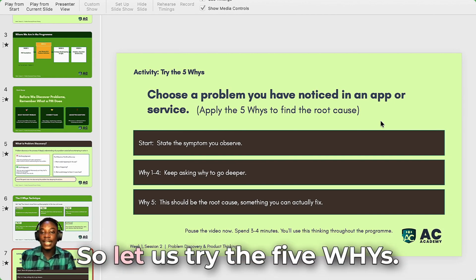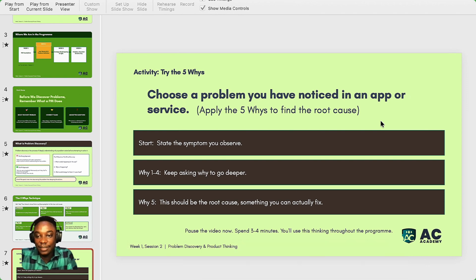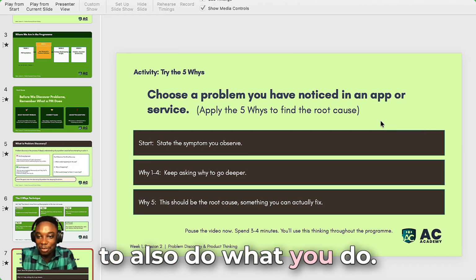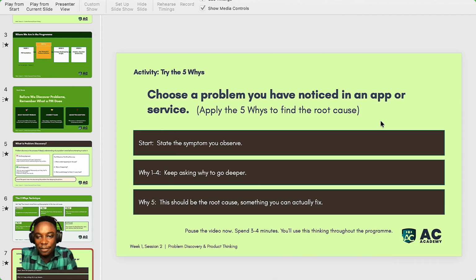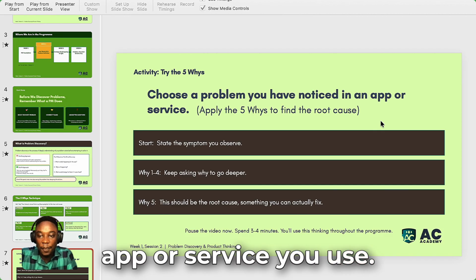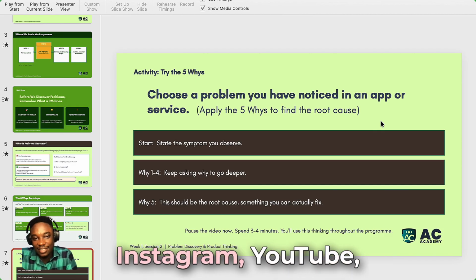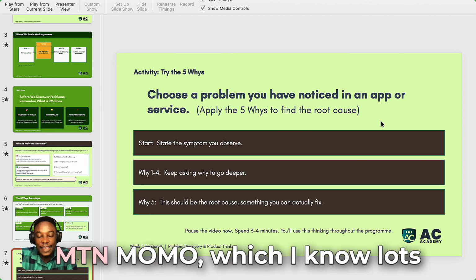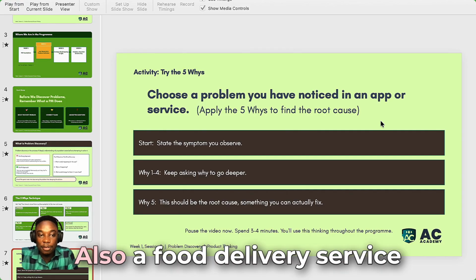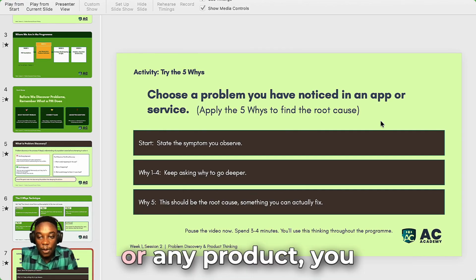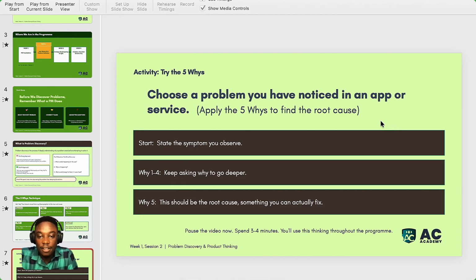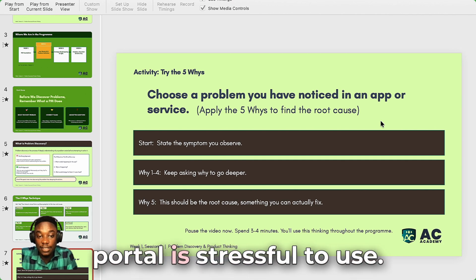Yes. So let us try the five whys. Let us pause and practice. Now it's your turn to also do what you do best. So choose one problem that you have noticed in one app or service you use. It could be WhatsApp, it could be TikTok, Instagram, YouTube, MTN Momo, which I know lots of people are going to pick, and a school portal, also a food delivery service, or any product you know, anything at all. Yes, start with one simple symptom. For example, the school portal is stressful to use.